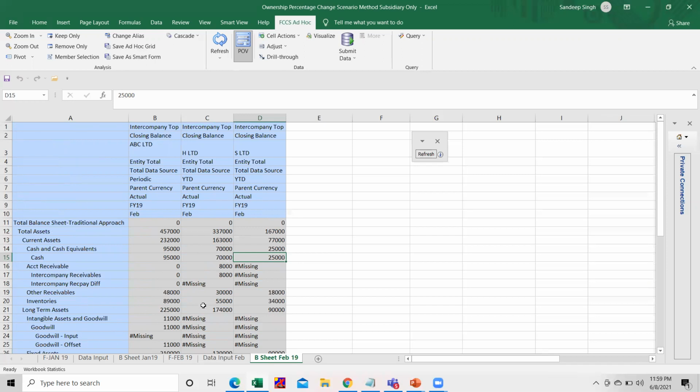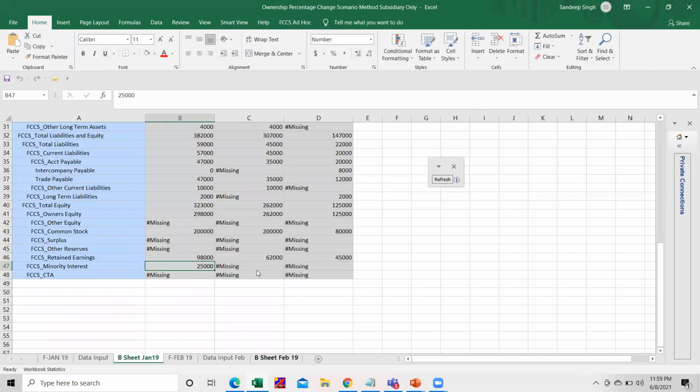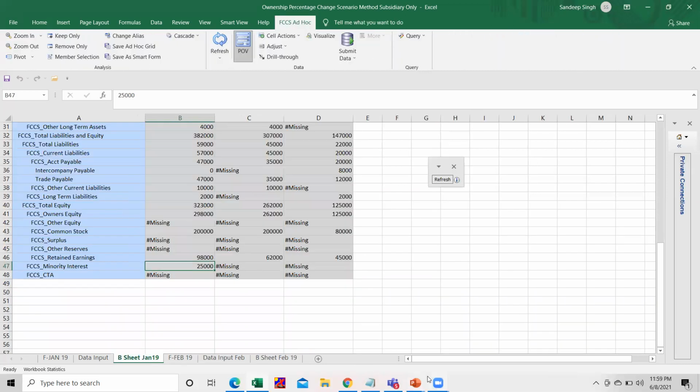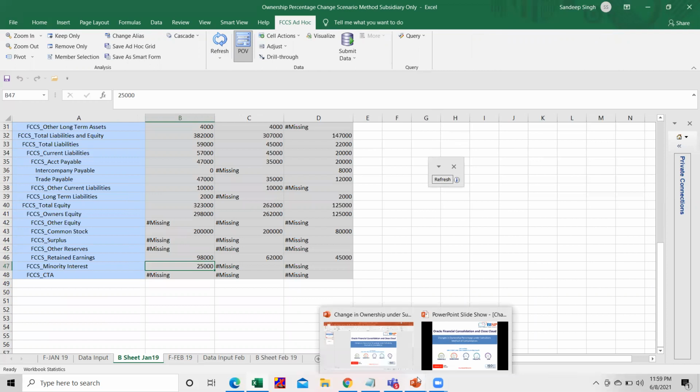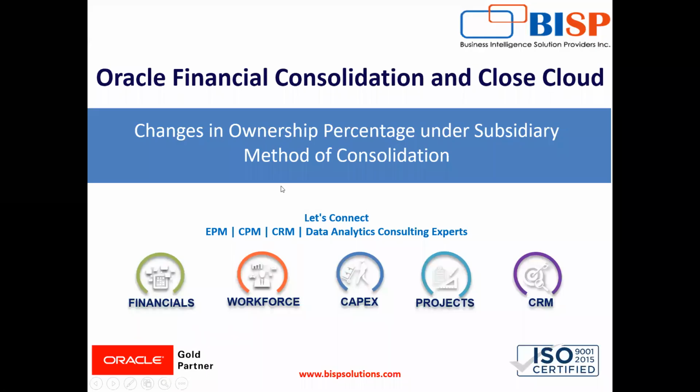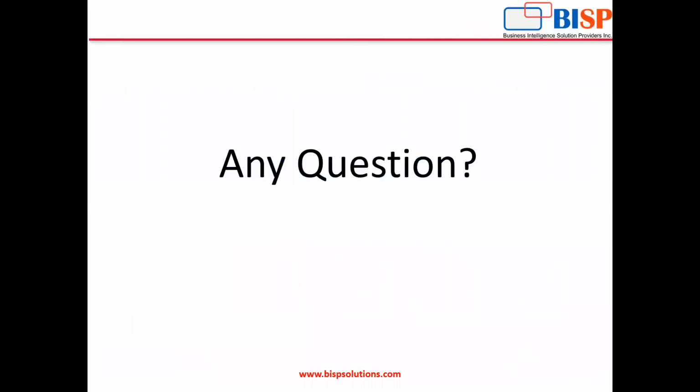So the only change that we are required to make in the application is that we change the ownership percentage from 80 to 60%, and the system does all the calculation itself. So that's it from my side.